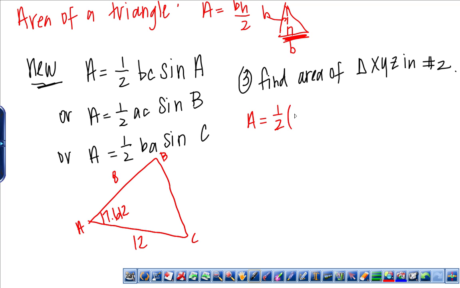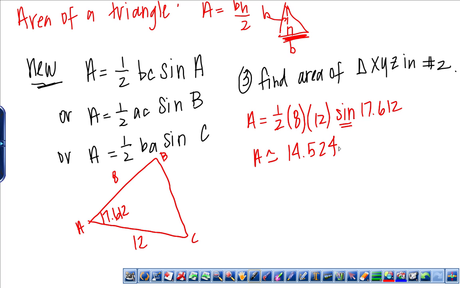So I'm going to say 1/2 times 8 times 12. The main thing is to make sure that you use sine on this problem, sine of your 17.612. Now remember, you're going to use the stored version that's already in your calculator. You plug this straight into your calculator. So you'd say 1/2 times 8 times 12 times sine of your X value, because that's stored. So your area is approximately 14.524, and this is units squared.